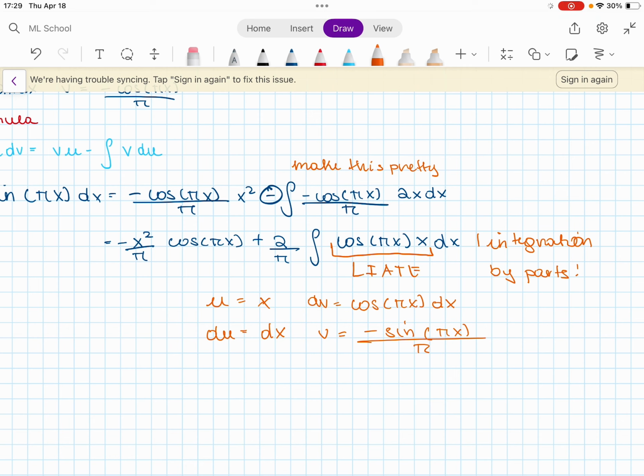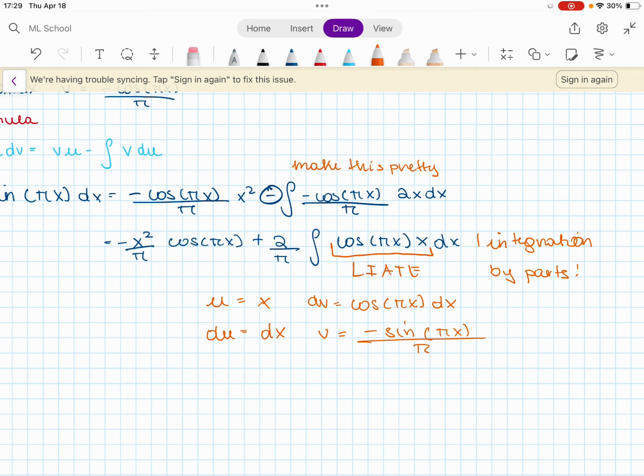Okay, so now that we have that, we can actually put that into the formula, and we can say, oh sorry, the integral of cosine is not minus sine, it's just sine. Okay, we can copy this again. This is the original formula. We can say this equals then minus x squared over pi cosine of pi x plus 2 divided by pi, and then since we already did the integration by parts, we'll copy what we have here into the brackets.